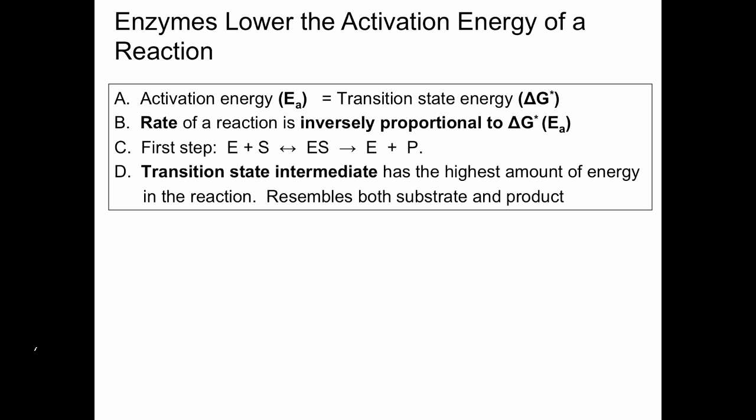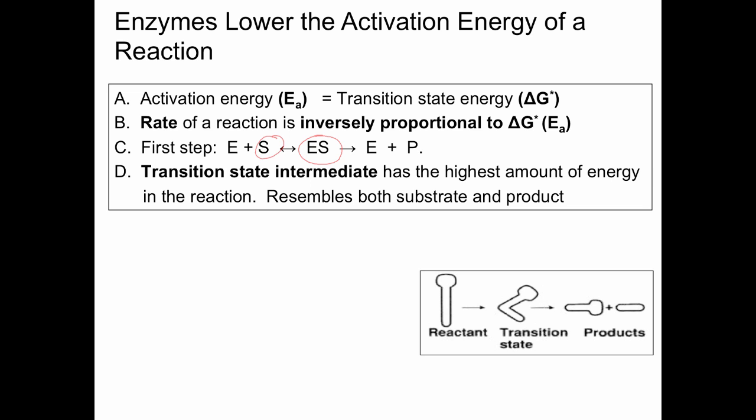But you're probably asking yourself, what is the transition state? Well, it's actually the first step in a reaction, where a substrate goes from being a substrate into a transition state where it's bound to the enzyme. So in essence, the enzyme is actually altering the structure and the conformation of the substrate, causing it to look like a hybrid between substrate and product. It's this transition state intermediate that has the highest amount of energy in the reaction. Therefore, enzymes lower the activation energy by stabilizing the transition state.